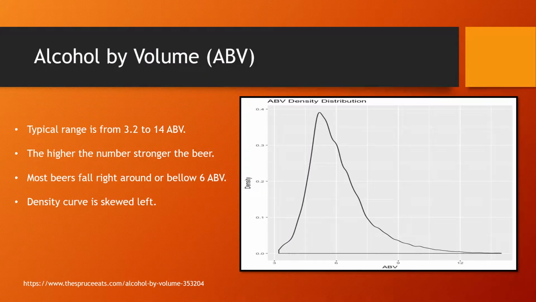Alcohol by volume. Typical range is from 3.2 to 14. The higher the number, the stronger the beer. Most beers fall right around or below 6 alcohol by volume. As you can see, the density curve is skewed left. Like I said, if you go to a brew pub, you would find most beers in the range of about 5 to about 6 alcohol by volume.